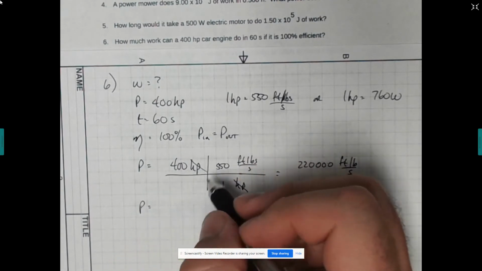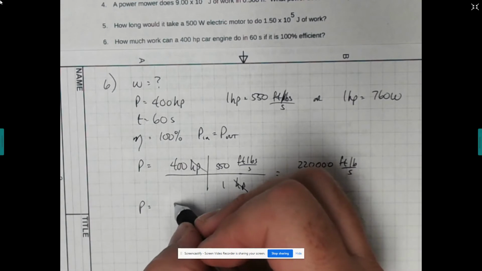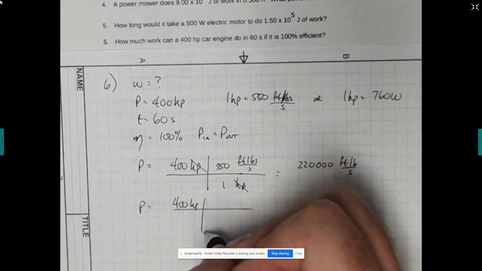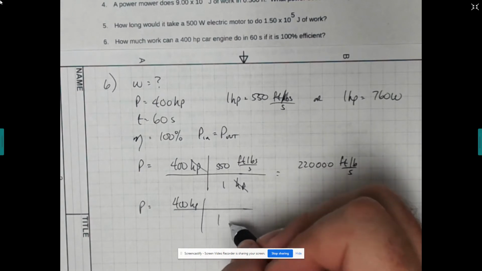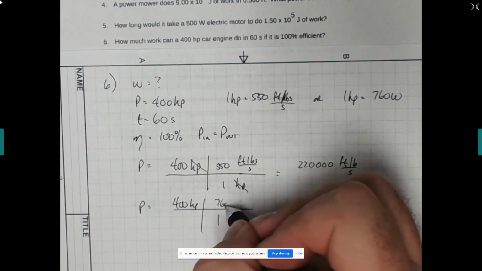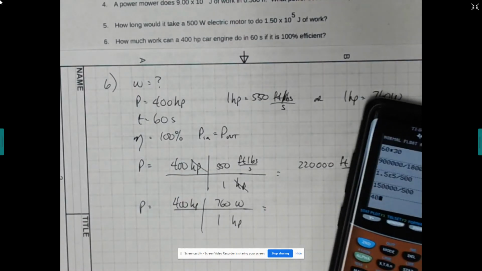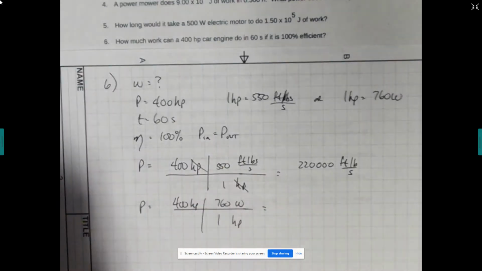Or we can convert our power into watts, and we can say that 400 horsepower. And again, we're going to have 1 horsepower is 760 watts. And when you multiply that, we get 400 times 760. We get 304,000.